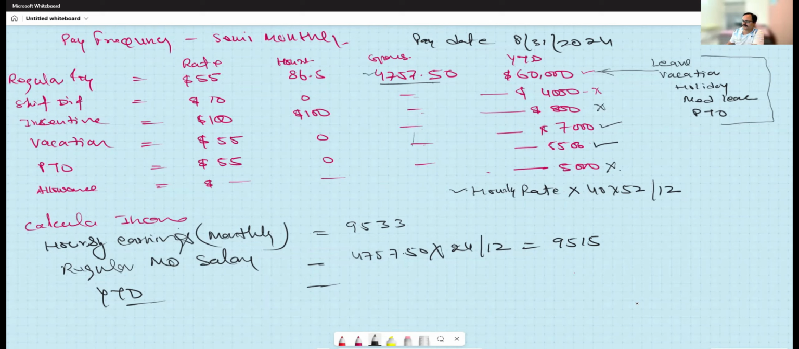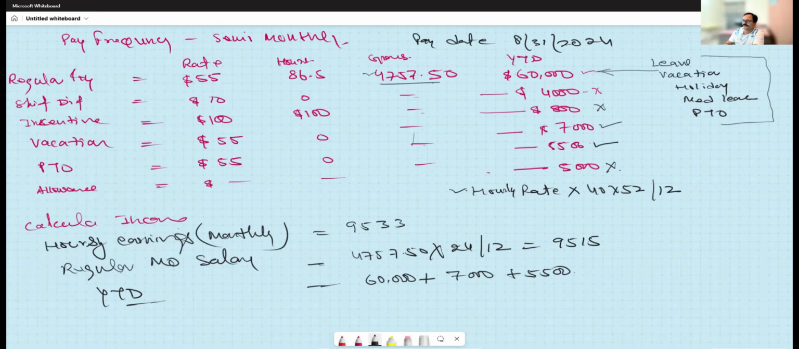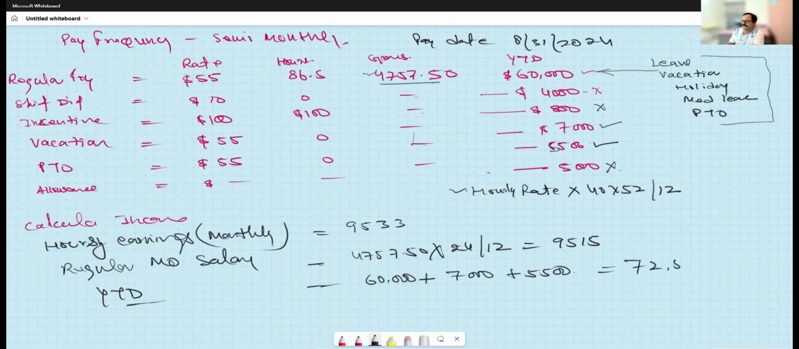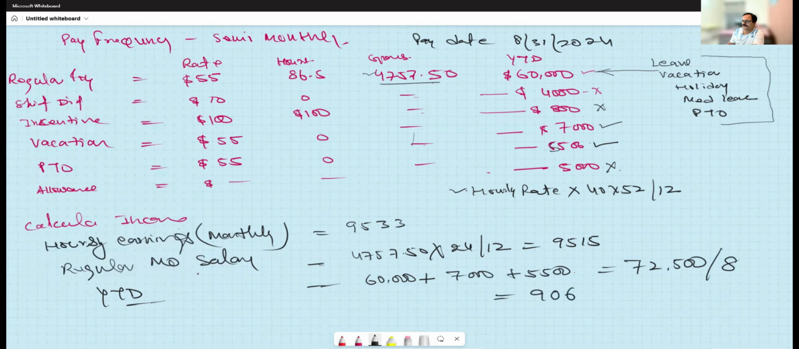So that is the total: 60,000 plus 7,000, that is our vacation. Then paid time off is $5,500. That's it. What is our total income? 60,000 plus 7,000 plus 5,500 is 72,500, divided by 8 months, because here there is no day, the complete month, 8. That is 9062.50. That is your YTD income.